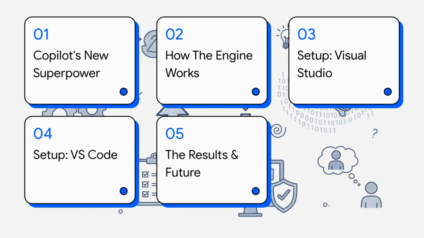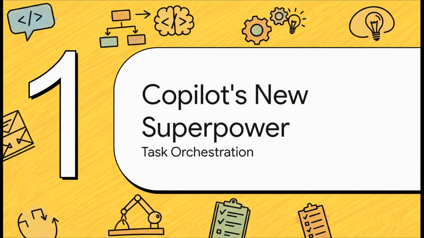Okay, so here's what we're going to cover. First, we'll look at what this new superpower is all about. Then we'll peek under the hood to see how the planning engine actually works. After that, it's setup time. I'll show you how to get it running in both Visual Studio and VS Code. And finally, we'll talk about the results and what this all means for the future of coding. Right, let's get into it.